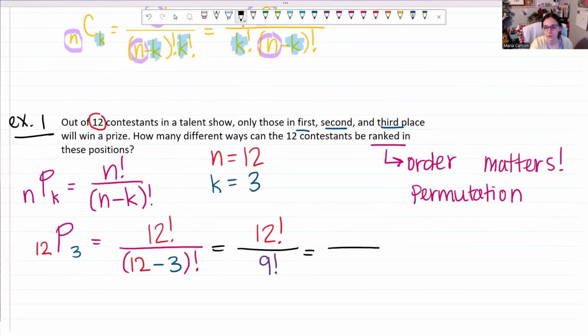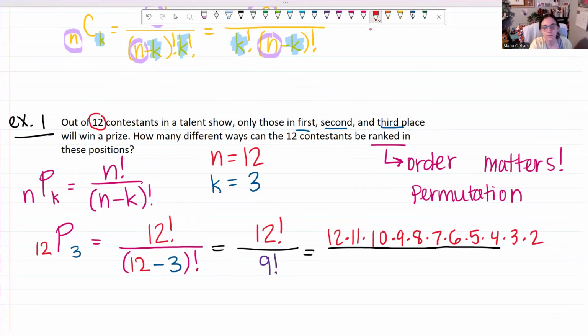And when you get comfortable with factorials, you'll recognize the pattern that happens here, but we can write out all of the numbers that are being multiplied. So 12 factorial, that is 12 times 11 times 10 times 9 times 8 times 7 times 6 times 5 times 4 times 3 times 2. And then, of course, we're going to multiply in the times 1. I don't really need to write that. And then the denominator, we have 9 factorial. So that's 9 times 8 times 7 times 6 times 5 times 4 times 3 times 2.